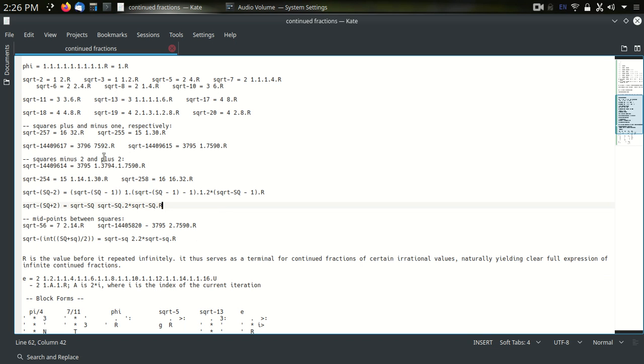And then, because I didn't want to go too much further than that, I just looked at midpoints between squares, right? And the distance between squares is always an odd number. So we're going to take the integer part of that average between the two squares. That's going to give us the lower one. So that's what I'm looking at here. And the really nice thing is you always get a 2.